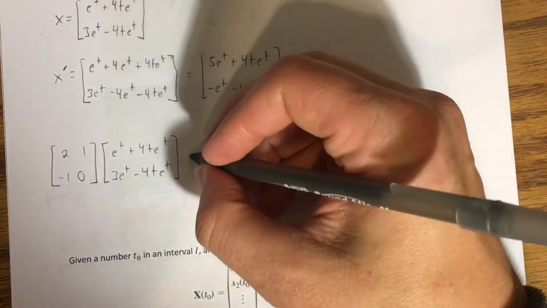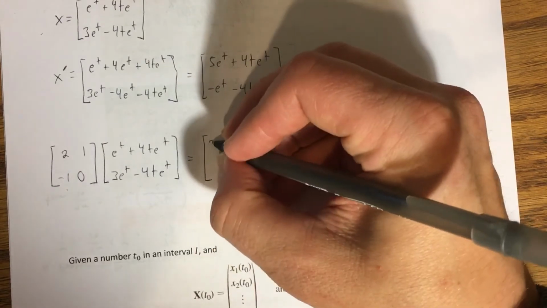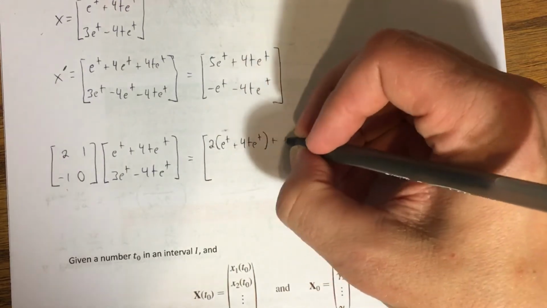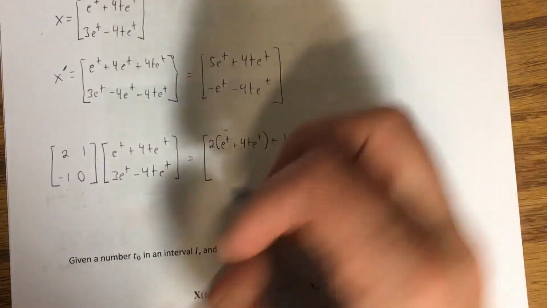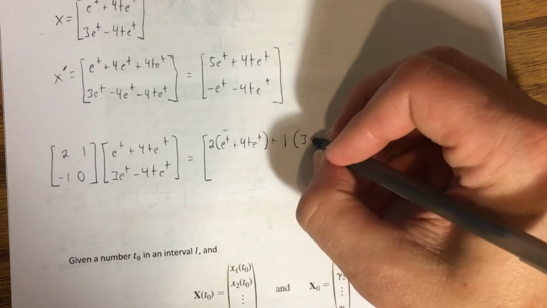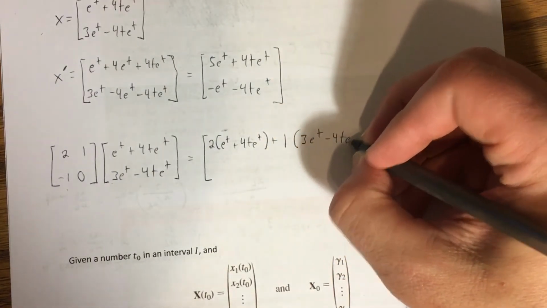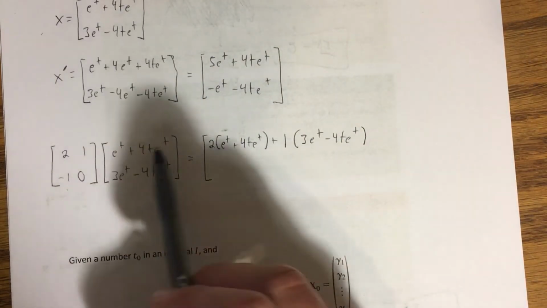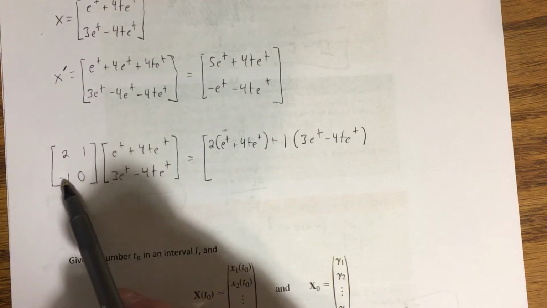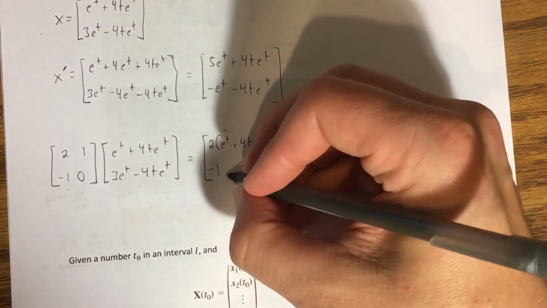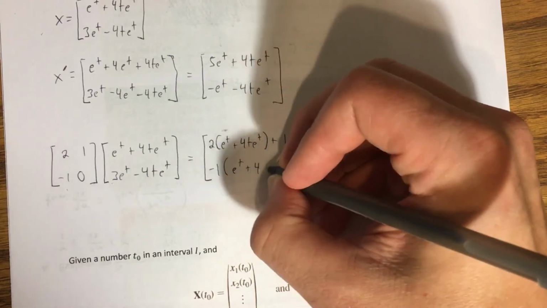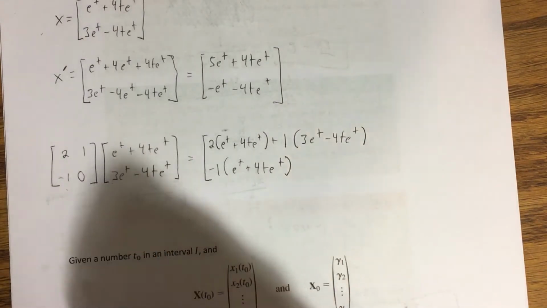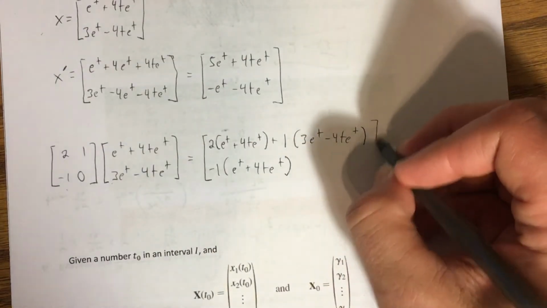multiplied to that entry. This is equal to 2 times (e^t + 4t e^t) plus 1, this entry, times this second entry down here, (3e^t - 4t e^t). And then I'm going to do the same thing. I'm going to pick up this column matrix and drop it on the second row here. That's going to look like -1 times that, so -1 times (e^t + 4t e^t) plus 0 times this second entry, and that's just 0, so I'm not going to write that.